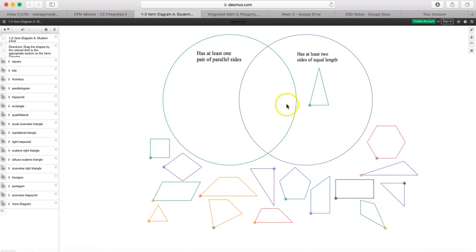Now, if they have both, you put it here. If they have parallel sides but not equal length, you put it here. And if they don't belong to any of this, like there's a shape that maybe doesn't fit into any of these, you just keep it on the outside, okay? So now it's your turn. Go ahead, drag these shapes, put them where you think they belong, and then when you're finished, take a screenshot.